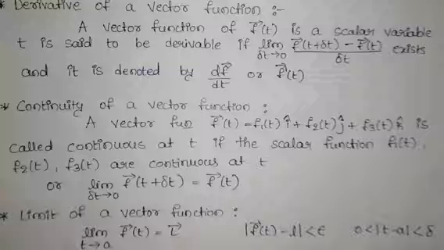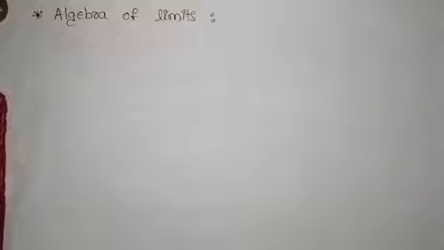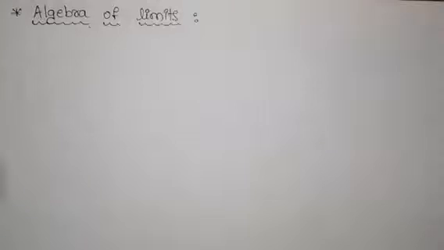So these three are the definitions of derivative of a vector function, continuity of a vector function and limit of a vector function. Next we will discuss algebra of limits.